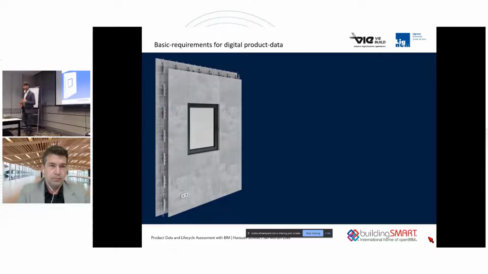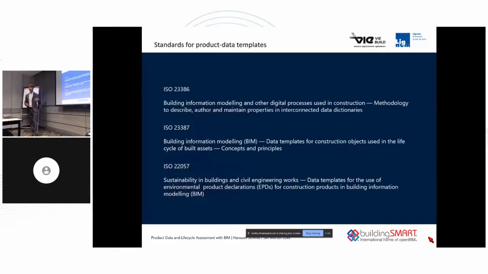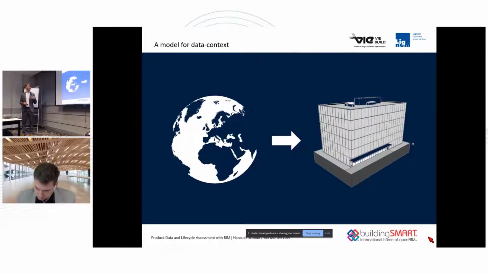So what are the requirements for product data? It needs to be machine readable, interchangeable, comparable, unambiguous and unique. Those are things that are already defined. We have those standards. I'm happy that Frédéric introduced them to us. So they are available, and we need to take this to the model. So the important thing is to have the model as the context for our product data.